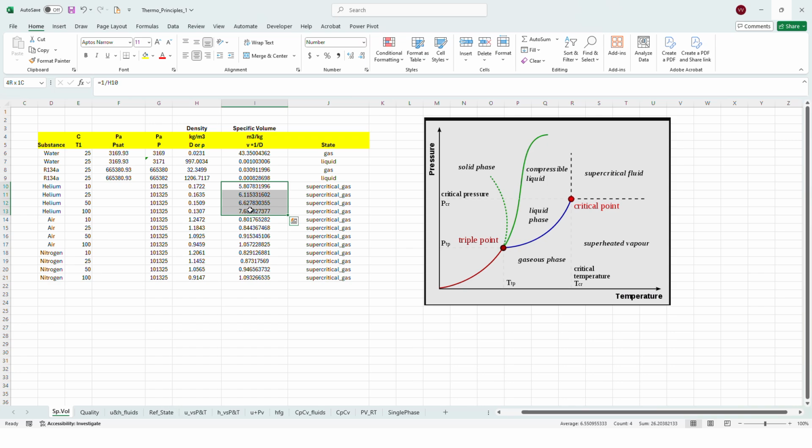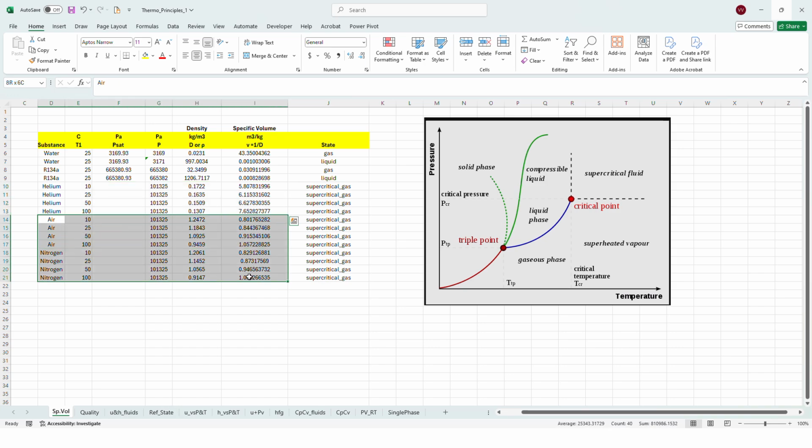increasing, which makes sense. Things expand as you heat, so the density of gases typically decreases as the temperature increases, and the specific volume is just the opposite. It increases as the temperature increases. Okay, you could see that here. And similar things are done for air and nitrogen.